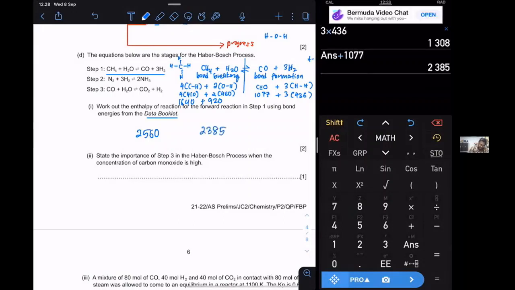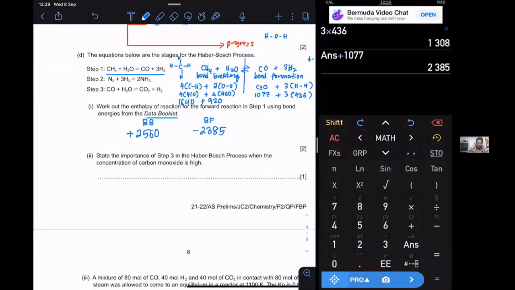Now, do remember, this is bond breaking, this is bond formation. Always remember the final answer. I don't follow the formula and so on. The final answer is going to be: bond breaking is going to be positive, and formation of bond is always going to be negative.